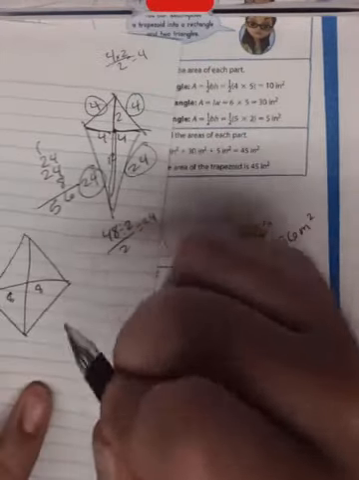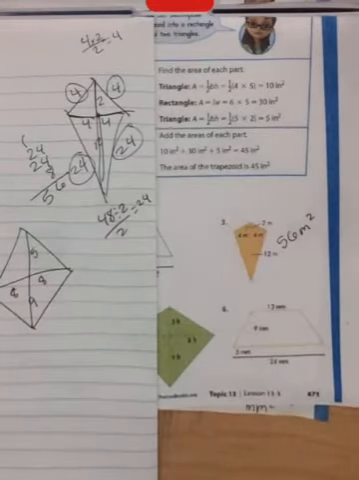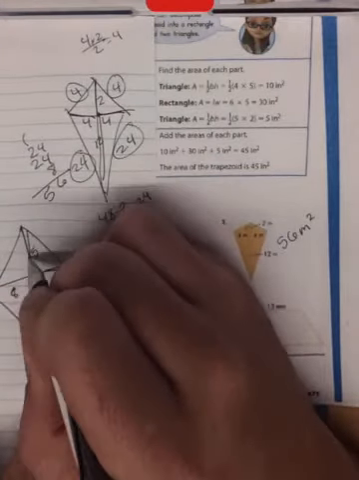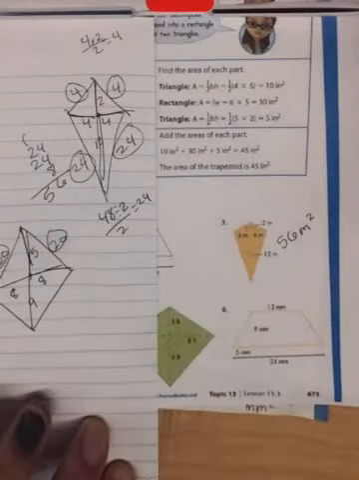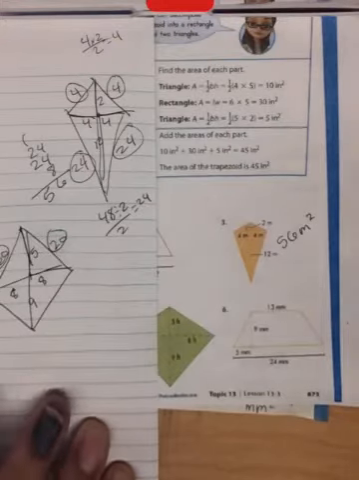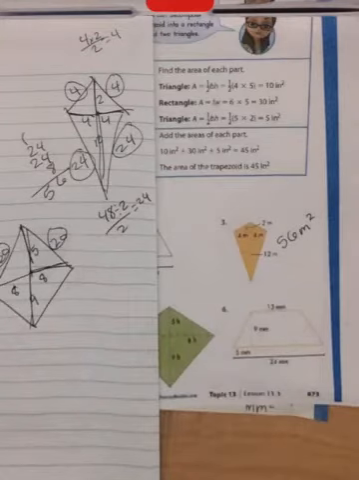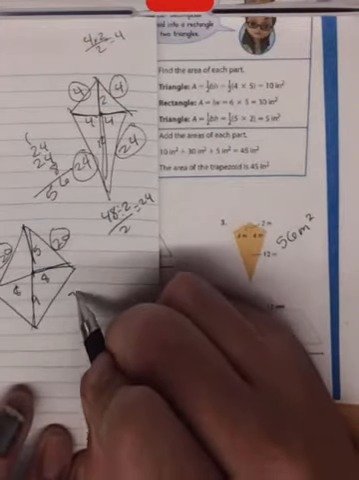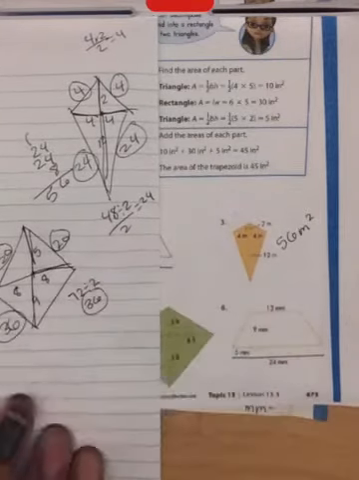8 and 8, 5 and 9. Okay, 8 times 5, base times height is 40, divided by 2 is 20. Each of those are 20. Okay, then we have to do the base and the height. Okay, 8 times 9 is 72. Divided by 2 is 36. So each of these is 36.